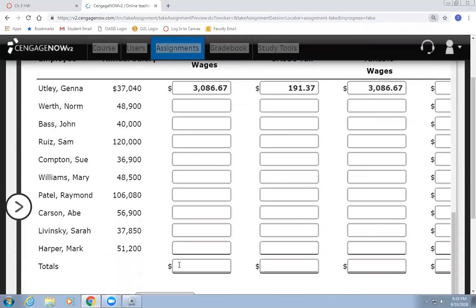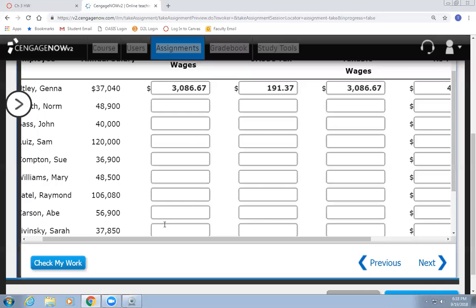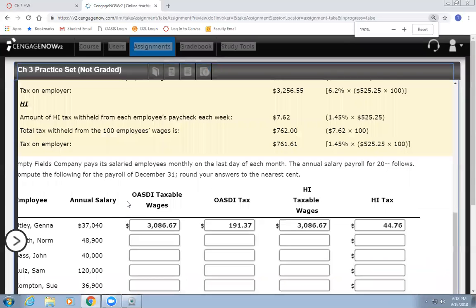Make this a little bit bigger, maybe. Not really without losing stuff.